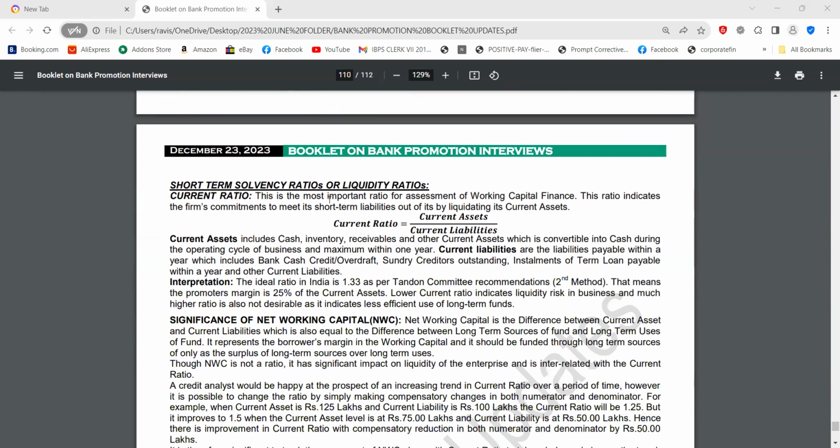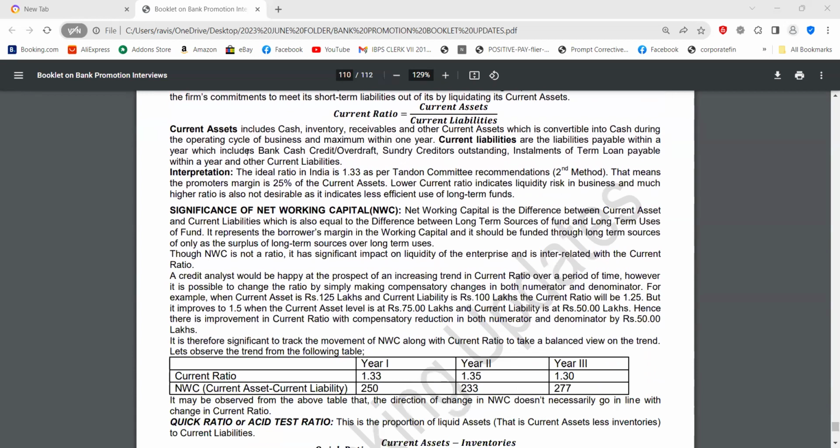Short-term solvency ratio or liquidity ratio. Current ratio, current assets by current liabilities. Current assets include cash, inventory, receivables, and other current assets, which are convertible into cash during the operating cycle of business and maximum within 1 year.